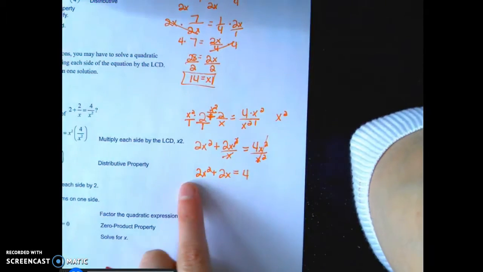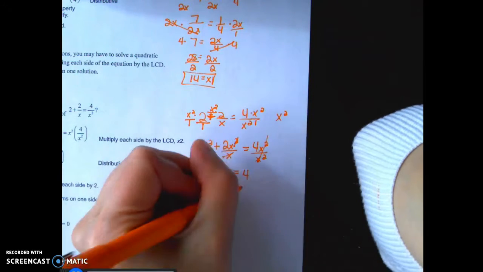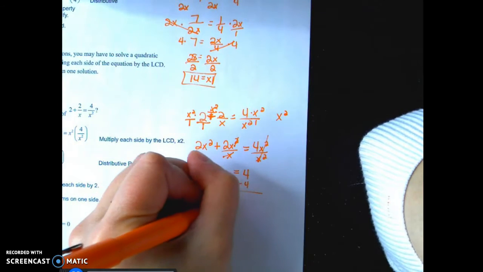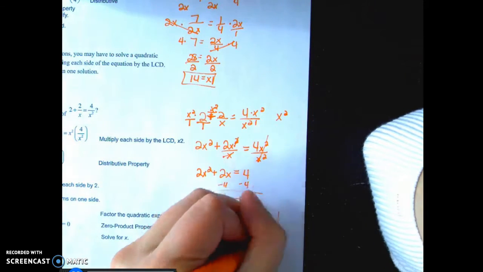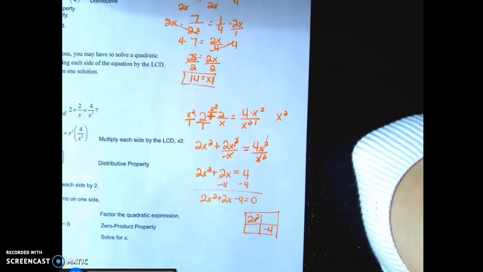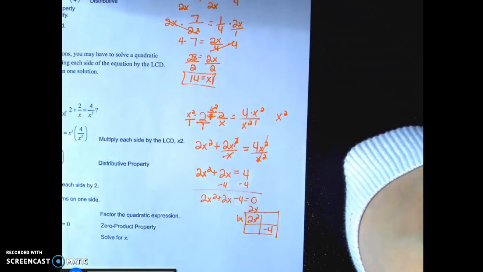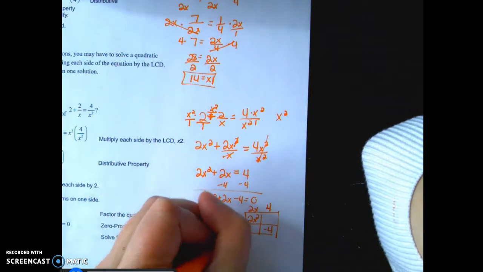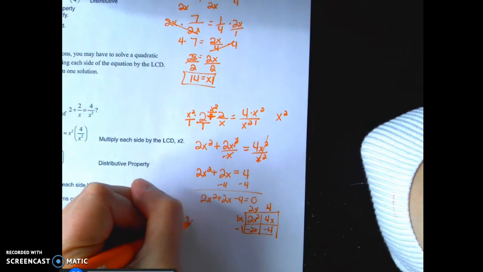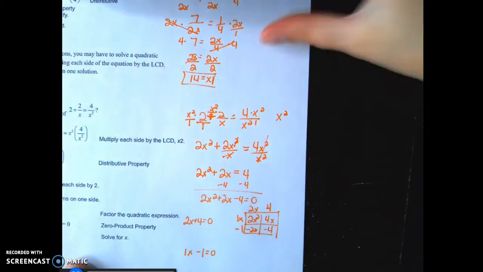Now, I'm noticing that I have no more fractions, and I'm also noticing that this is a quadratic because of that x squared. So that means I have to get it equal to 0. And then I'm going to have to use the box method to solve. So 2x squared minus 4, that would give me 2x and 1x. And 4 and negative 1 would give me negative 2x, 4x. So I would have 2x plus 4 equals 0, and 1x minus 1 equals 0.